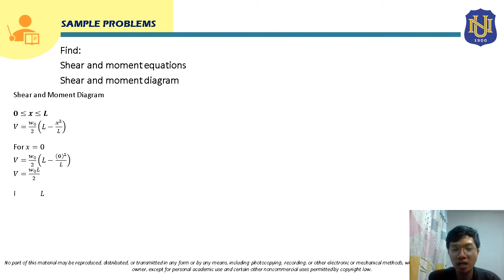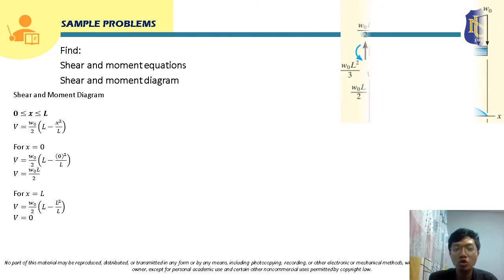Now, for the shear at x equal to L, we will just substitute this value to the variable x here. So this will become L squared over L, and that is actually L. L will be cancelled and L squared will become just L. So L minus L, class, will be 0, right? So 0 times W sub O over 2. So the shear at distance x equal to L is 0.